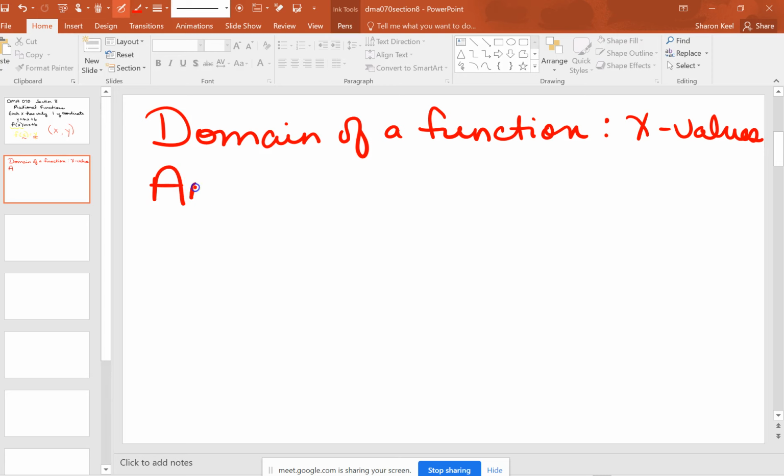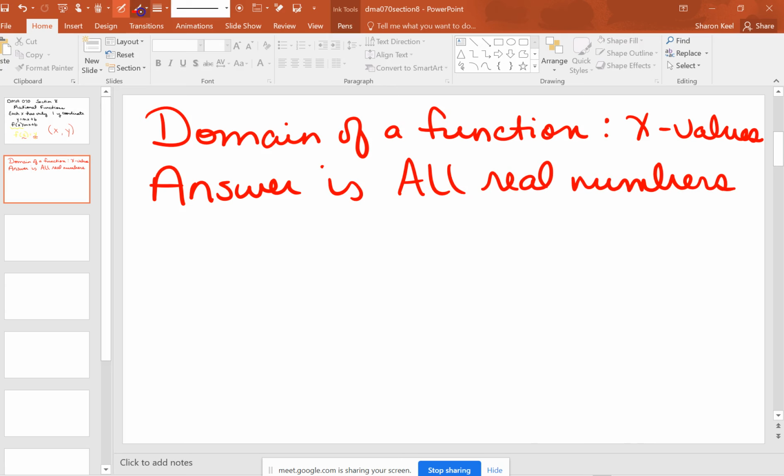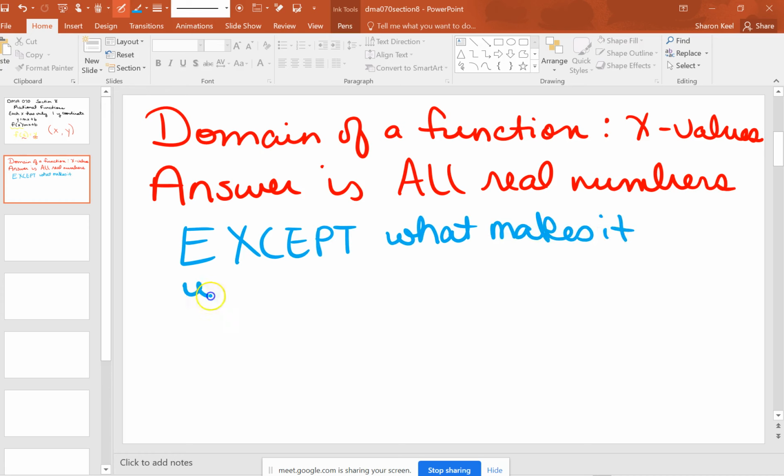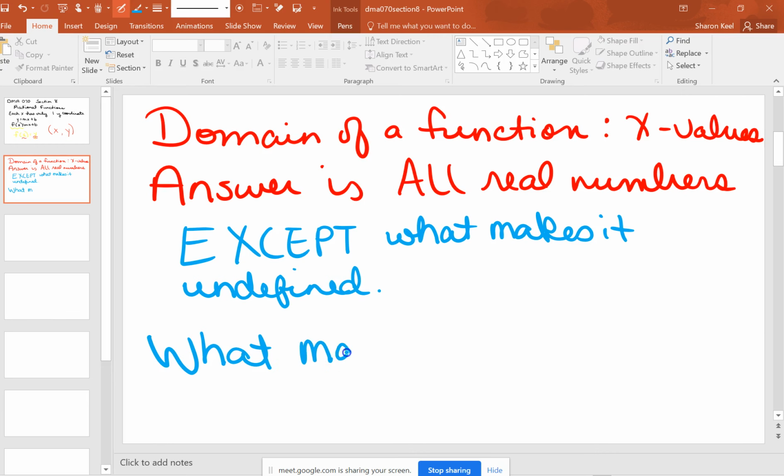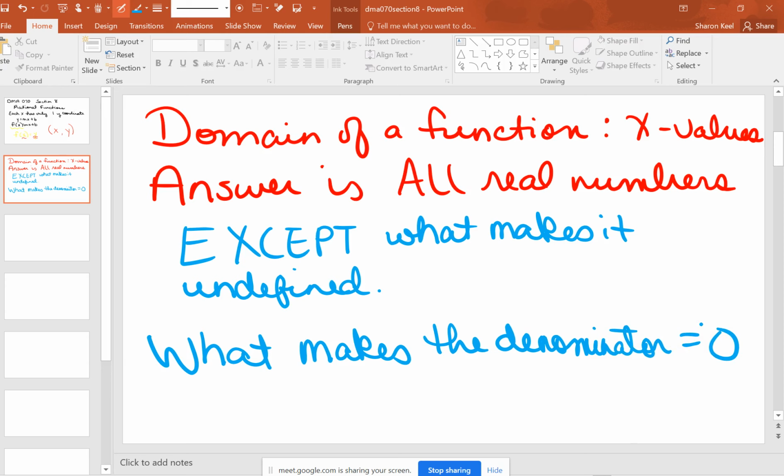So your answer is all real numbers except what makes it undefined. And with a rational expression, if you recall, what makes it undefined is, you want to ask yourself, what makes the denominator equal to 0? And those are going to be the exceptions that we're looking for.